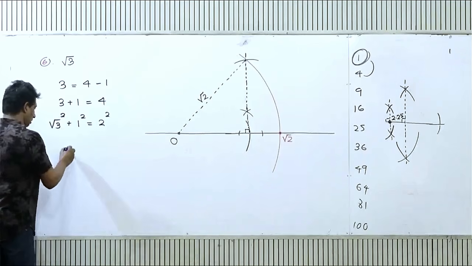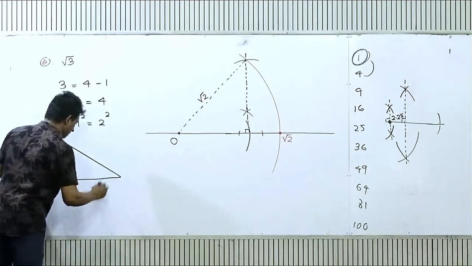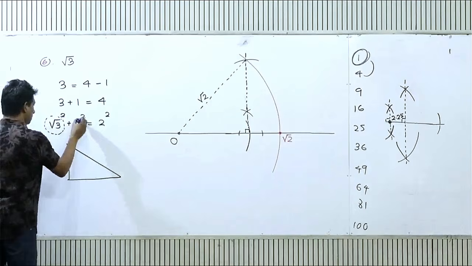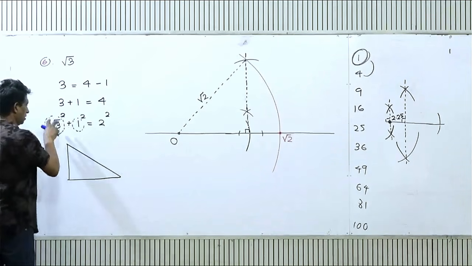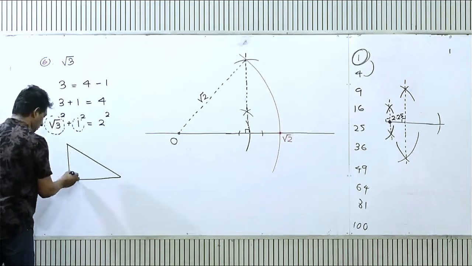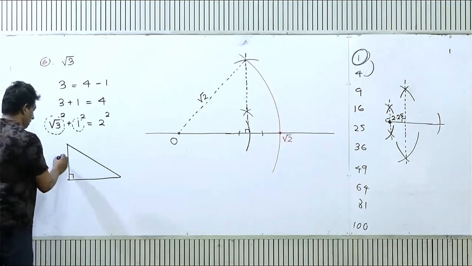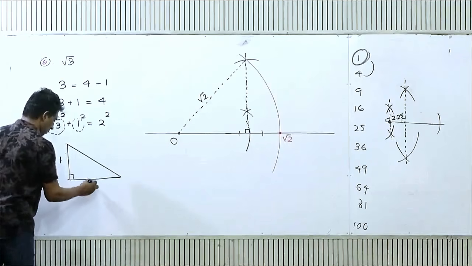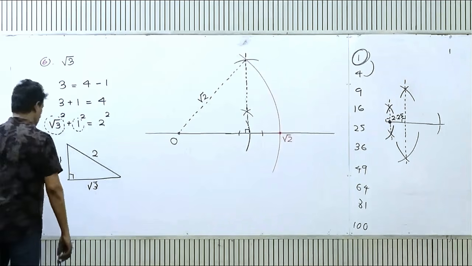Now we have to create a right-angled triangle this way. Why? Because these are the lengths of the sides, root 3 and root 1. In this case, the square root of 3 comes as the length of one side. If this side has length 1, and this side has length root 3, then what is this length? 2, no? This is the way.